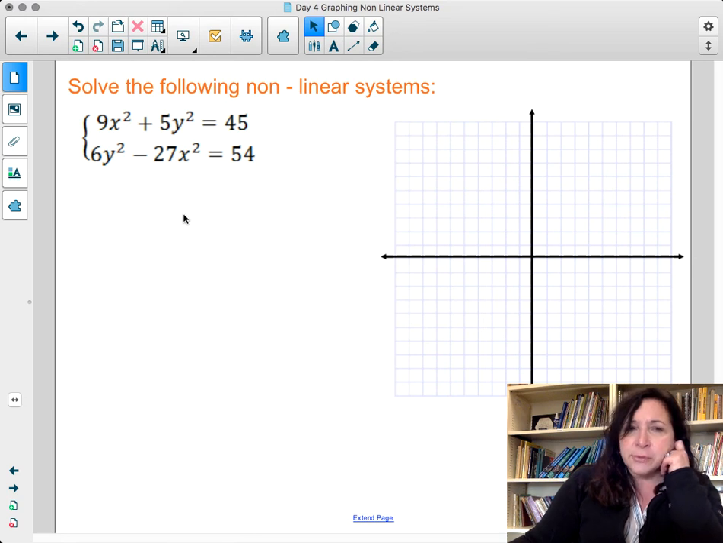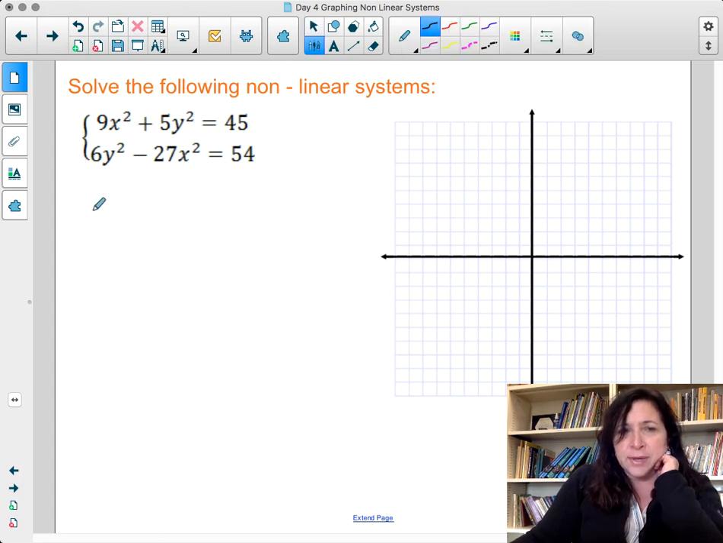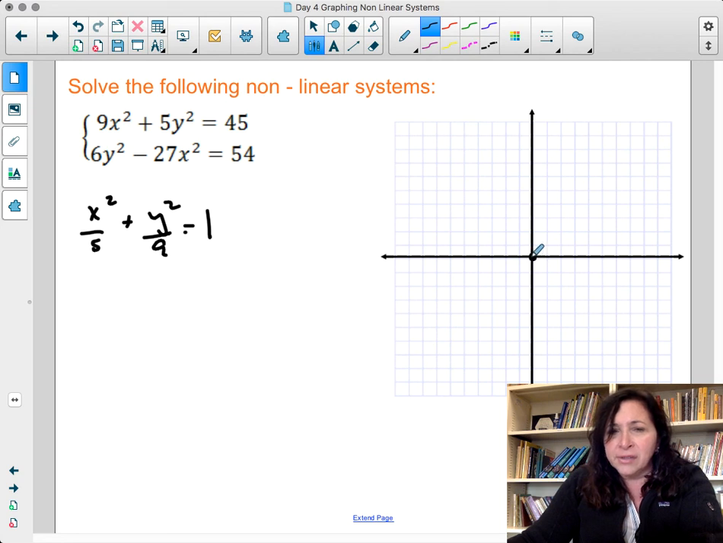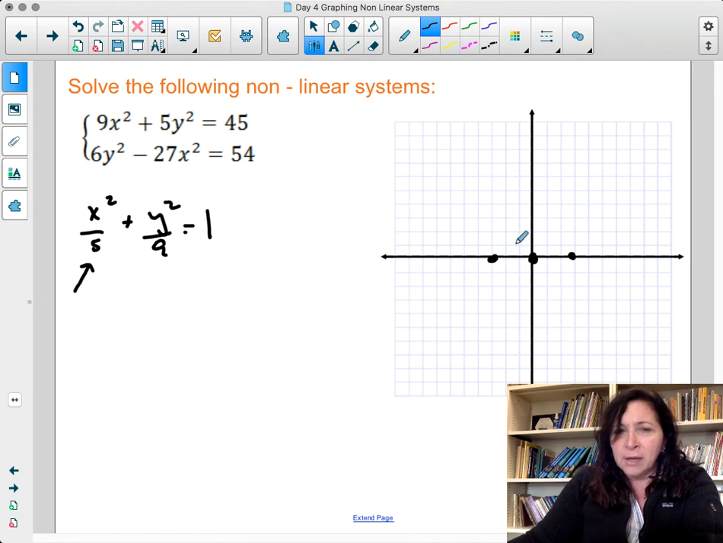So we have this last problem right here where we have 9x squared plus 5y squared is 45. This is an ellipse. I'm going to divide through by 45. And in doing that, I get x squared over 5 plus y squared over 9 equals 1. So this is an ellipse. Center is at 0, 0. In the x direction, I go the square root of 5, which is going to be 2 point something left and right. On the y, I'm going to go 3 up, 3 down. I'm going to make my ellipse. Okay, almost looks like a circle.